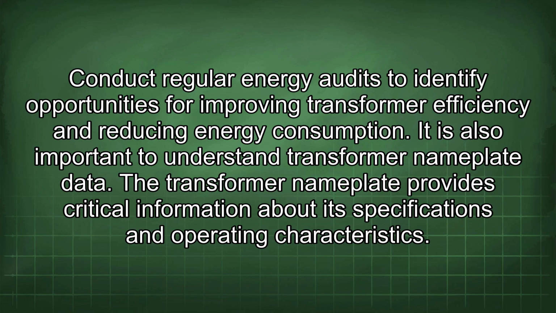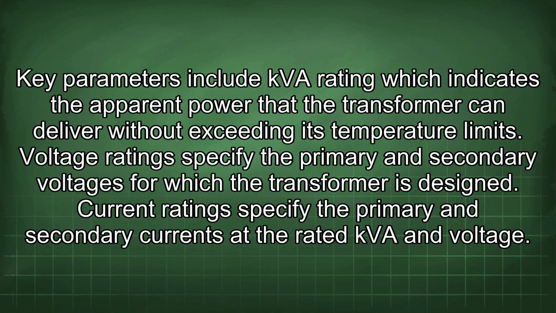It is also important to understand transformer nameplate data. The transformer nameplate provides critical information about its specifications and operating characteristics. Key parameters include KVA rating, which indicates the apparent power that the transformer can deliver without exceeding its temperature limits. Voltage ratings specify the primary and secondary voltages for which the transformer is designed. Current ratings specify the primary and secondary currents at the rated KVA and voltage.